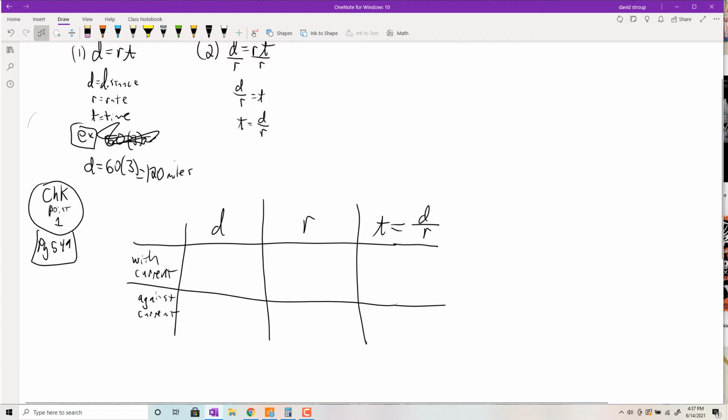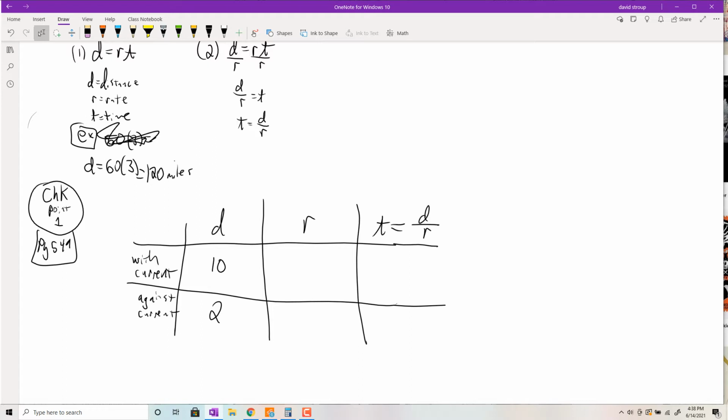Okay, so let's read the question again. It says, in still water, your average canoeing rate is 3 miles per hour. It takes you the same amount of time to travel 10 miles downstream with the current, so 10 miles with the current, as it does for you to travel 2 miles upstream against the current. Okay. So we want to know the rate of the water's current. And it's telling me in still water, your average canoeing rate is 3 miles per hour.